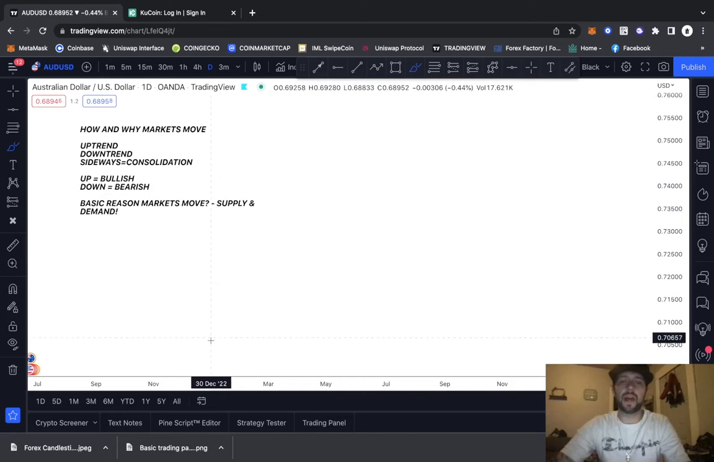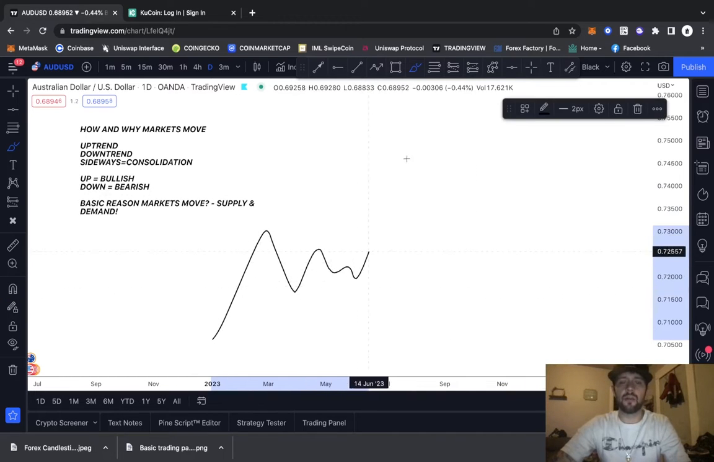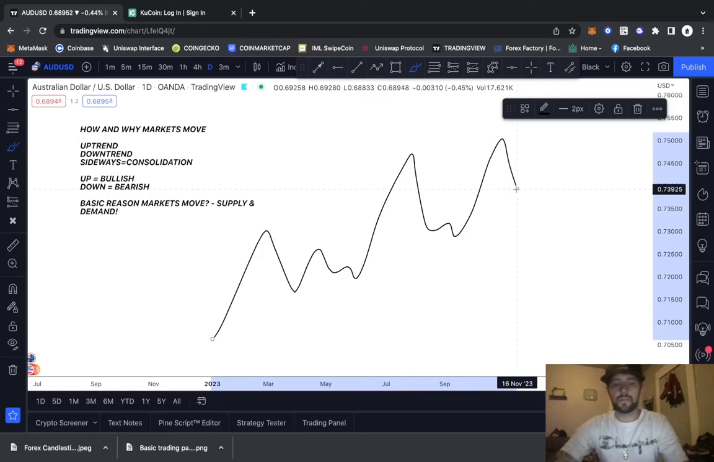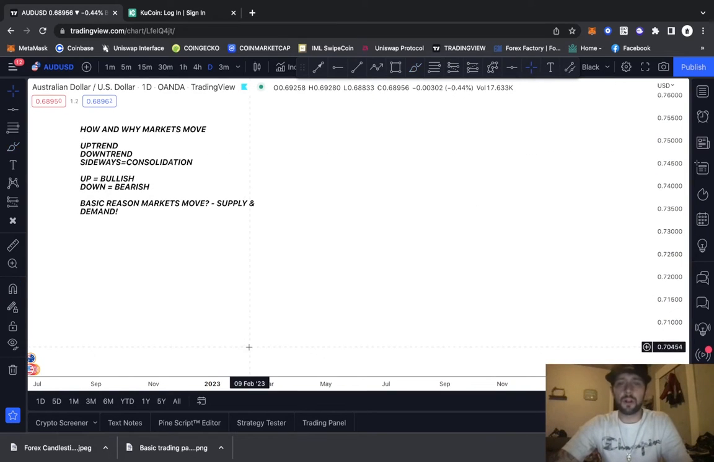It doesn't always have to look that clean. You can have uptrends that look like this and vice versa with downtrends. But when you're in an uptrend, you are bullish. When you're in a downtrend, you are bearish.